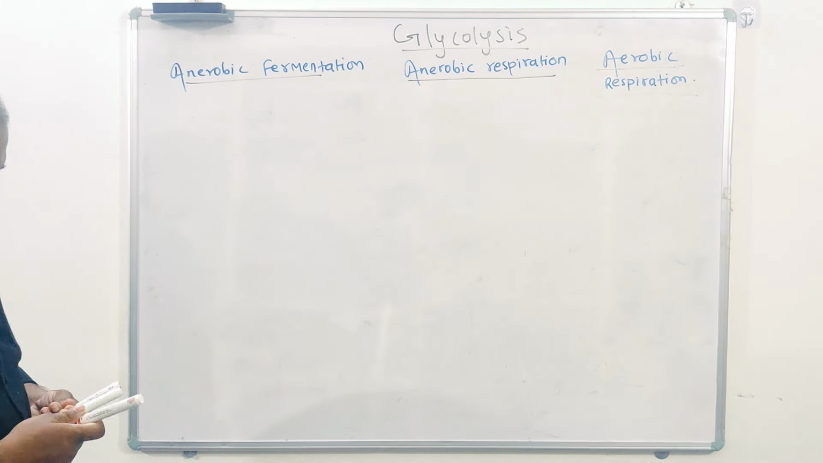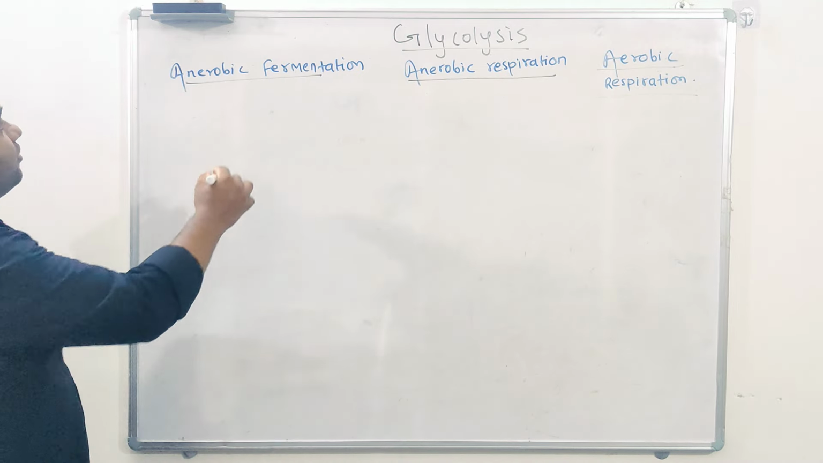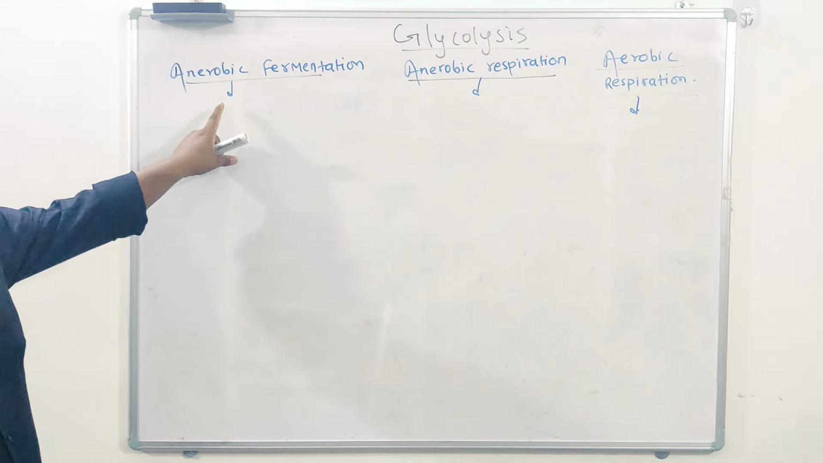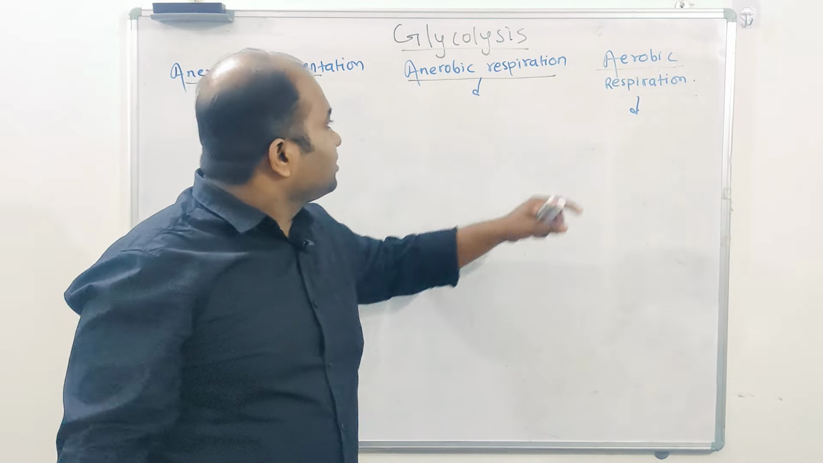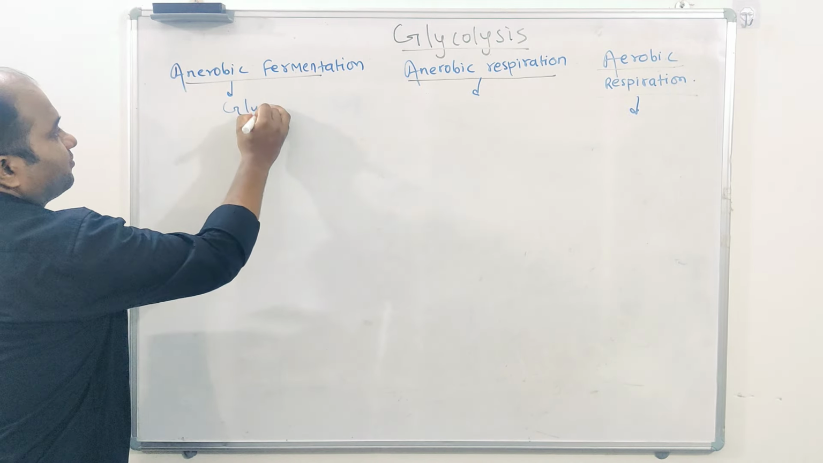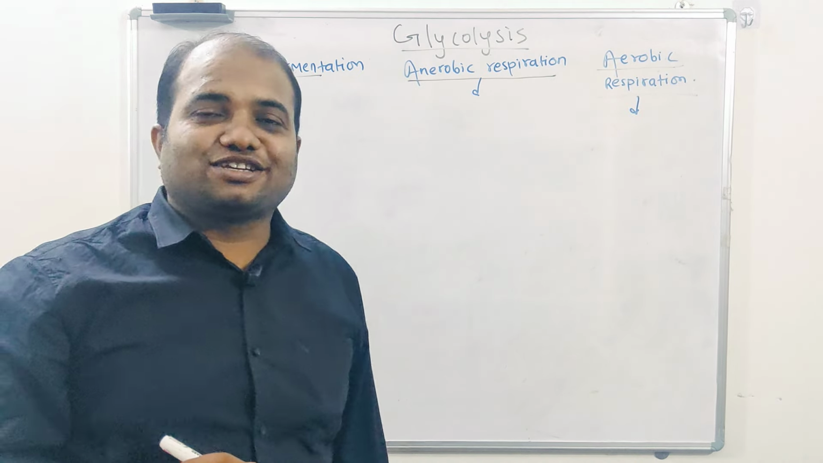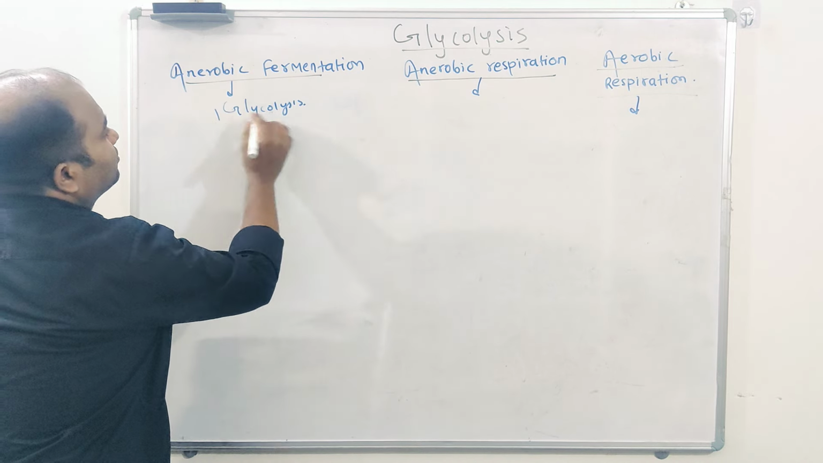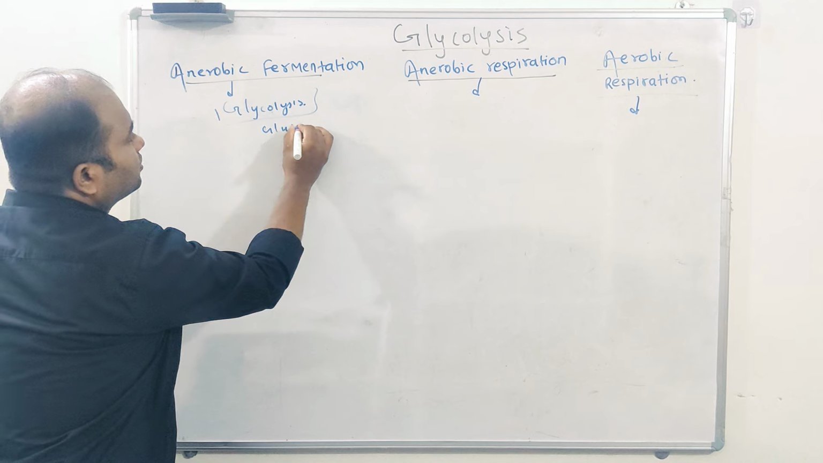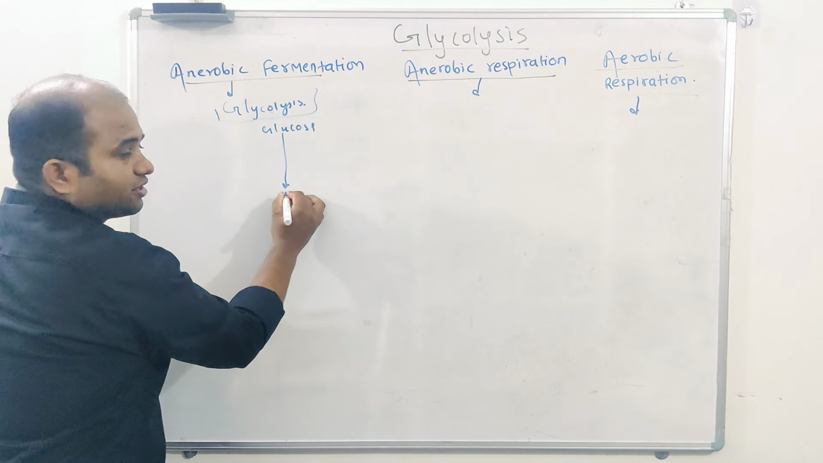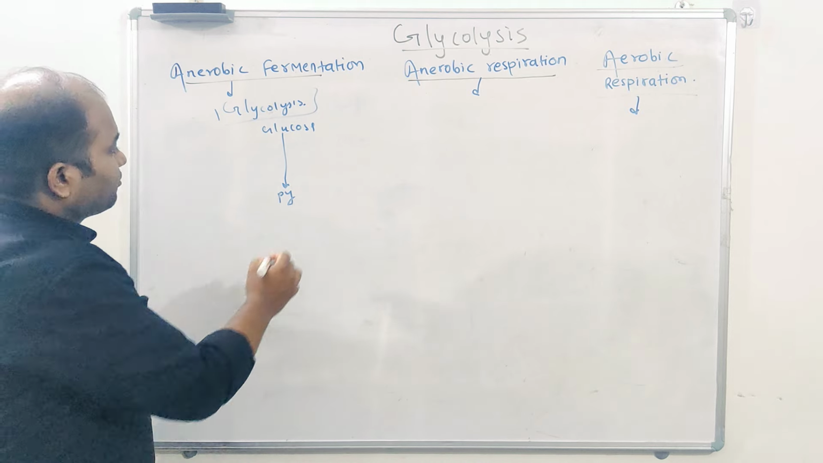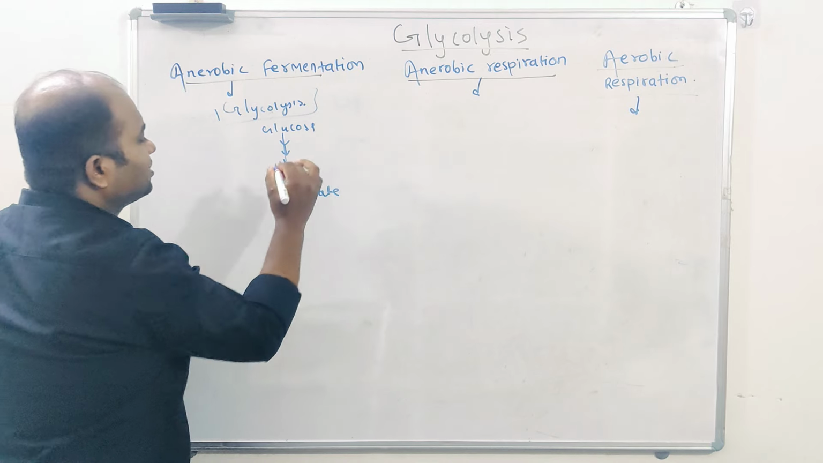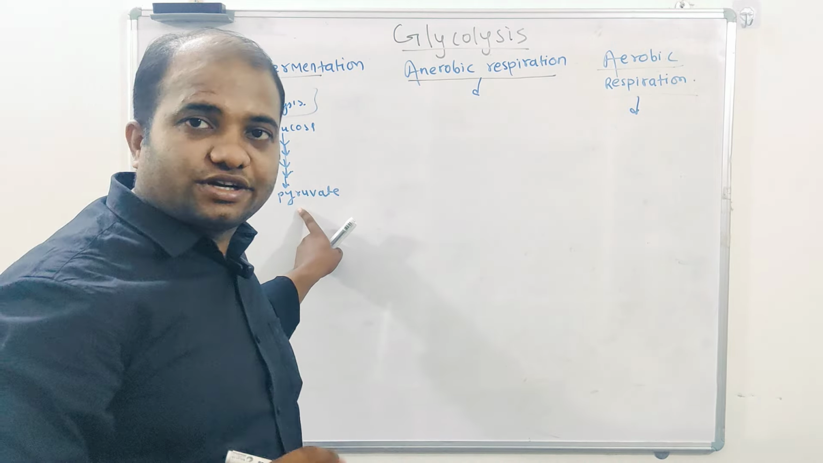So what we can see here is, what is the common point in all three? The metabolic pathway for all these three starts with glycolysis. So this is the glycolysis. It starts with glucose and ends up with pyruvate, right? With a series of biochemical reactions, the end product is pyruvate.